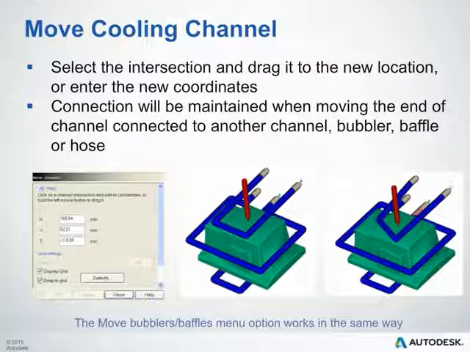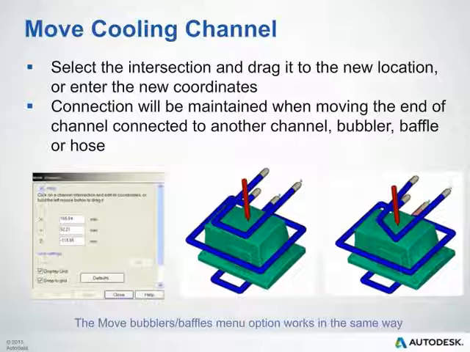So let's say you model your cooling system, and now you want to move one of the channels for some reason. You can do this. There's a move channel tool, and what you would do is just click that tool, and then you grab the intersection at one of your channels and you move it. So you can either drag it like that, or you can actually specify coordinates if you wish.